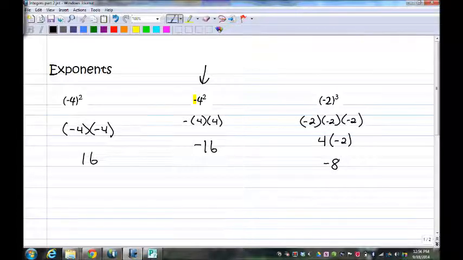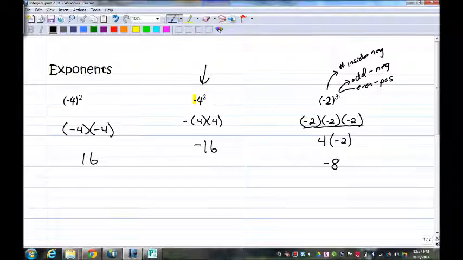Here's something that's kind of interesting. If the number on the inside is negative, you're going to multiply a negative times a negative times a negative however many times, and if the exponent on the outside is odd, then your answer will be negative. If it's even, your answer will be positive. So, for example, here I multiplied negative 2 times negative 2 times negative 2. I did it 3 times. It was odd, and the answer is negative.